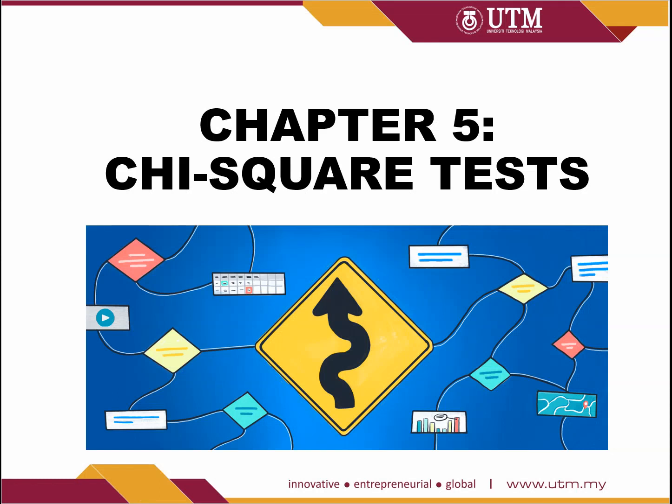So today we are going to learn a new topic called the chi-squared test. So what's the difference between chapter 5 and chapter 4? Previously in chapter 4, if you still remember, we learned about testing the hypothesis for sample mean, sample proportion and sample variance. However, for this topic, we are going to learn about hypothesis testing for population distribution.